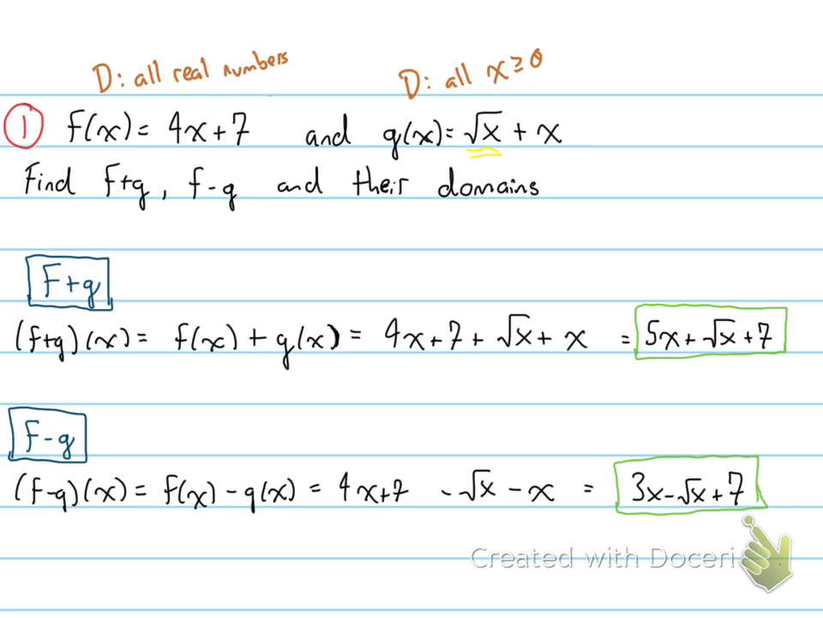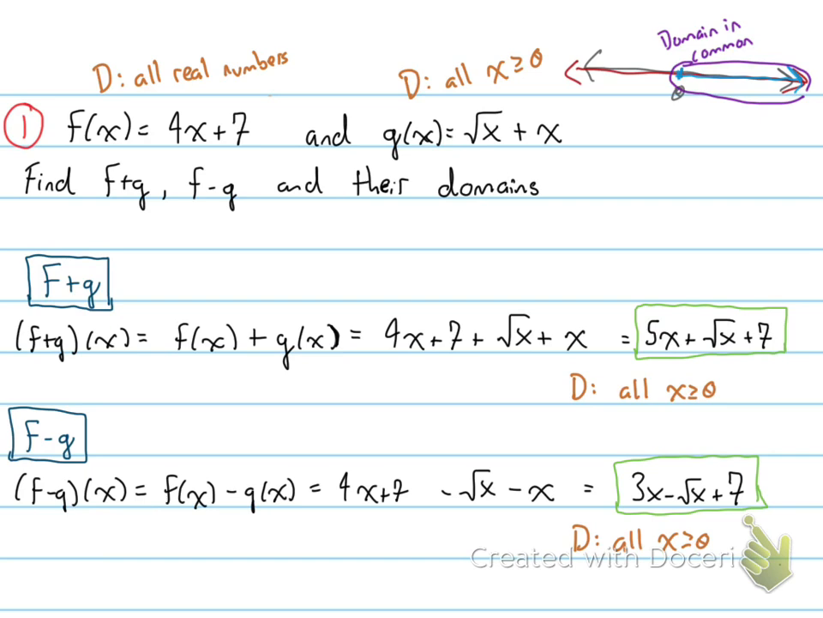Sometimes it might be helpful to look at this on a number line. So I have a number line. All real numbers is just everything. All numbers 0 or higher, I would mark like that. And that overlap there is the domain in common. So your common domain for both of these is going to be all real numbers x greater than or equal to 0. Which, just looking at those functions, makes sense, since I have a radical x in both of those. That's my limiting factor, where I need to have all non-negative numbers. That's all that's going to work in both of those functions.